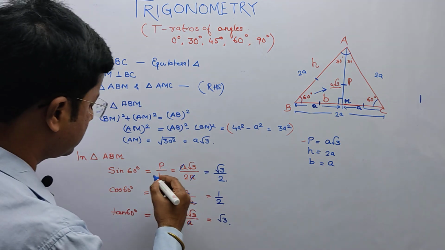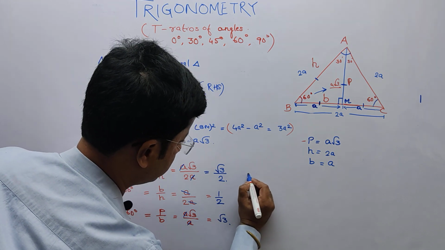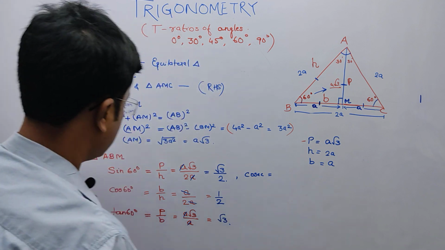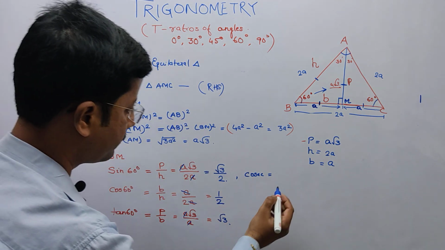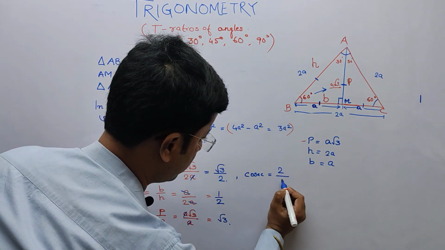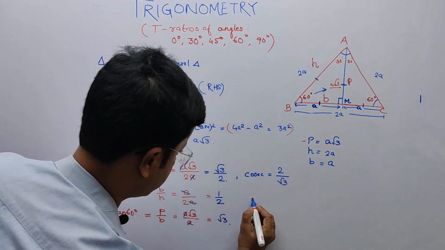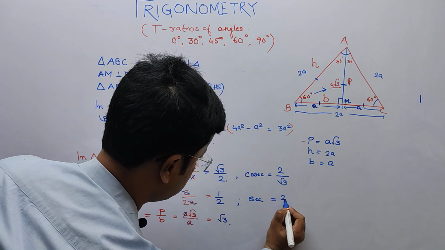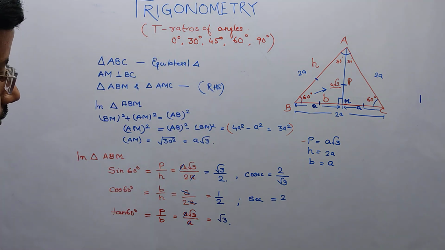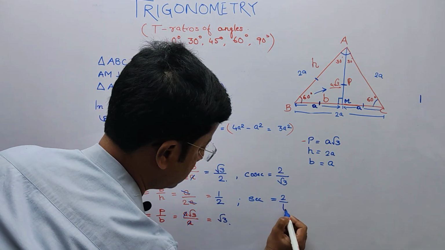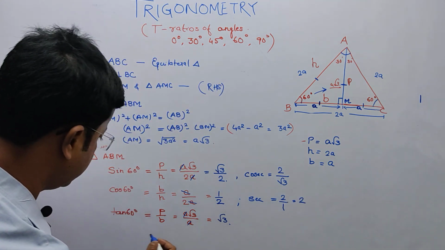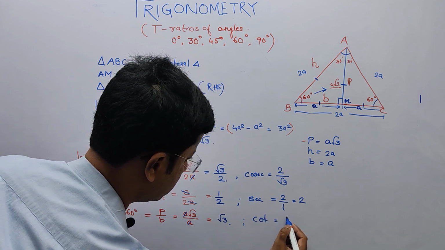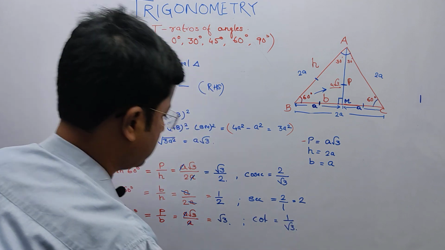Now we can also find out, sine 60 degree, then cosec. What is cosec here? Cosec is just the opposite of sine, that is 2 by root 3. Sec will be, sec is how much? 2 by 1, that is equal to 2. Then tan becomes cot. Cot is how much? 1 upon root 3.